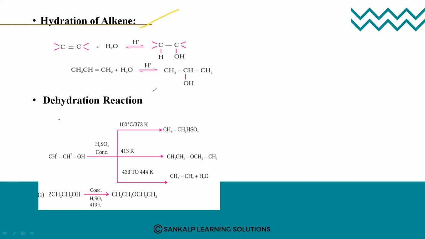Next is dehydration. I said it is the removal of a water molecule. How can you remove the water molecule? When you add acid to alcohol, that is CH3CH2OH, and treat it with concentrated acid, protonation takes place and the water molecule is removed. Here you can see protonation. It can occur in three forms.